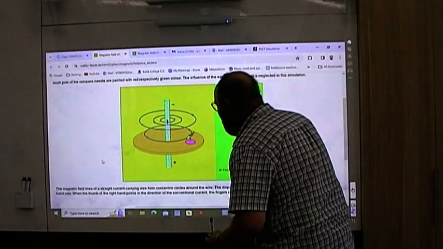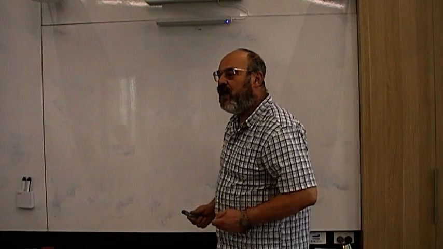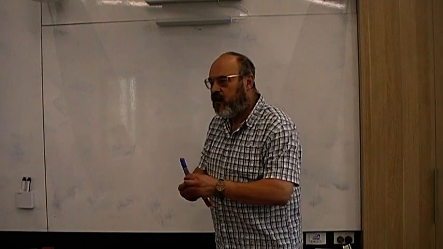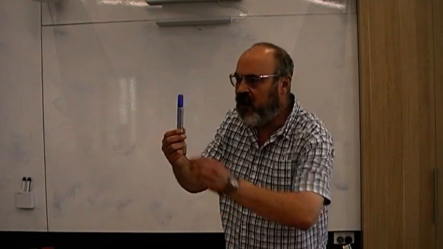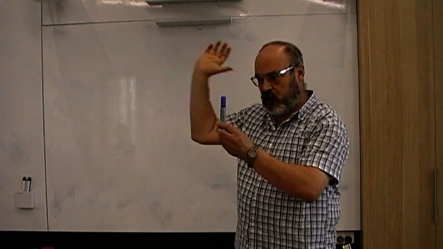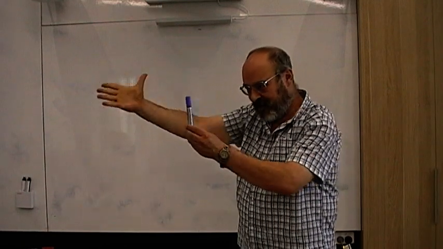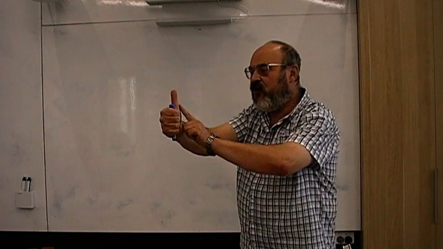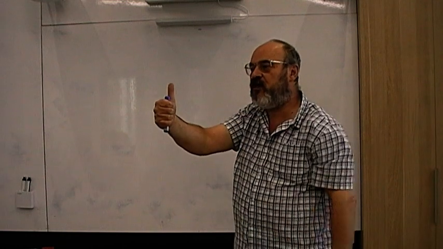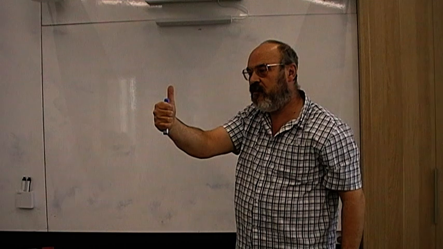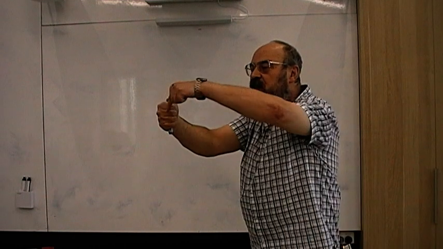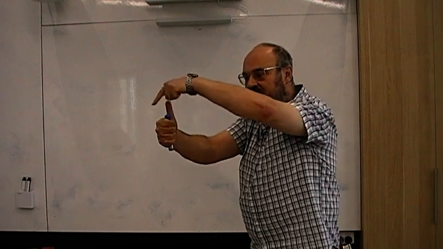Can you explain the thumb thing again? You have a wire with the current, current going up. So you use your right hand. You grip it, and the thumb gives the direction in which the current is going, and the fingers give you the direction of the magnetic field.